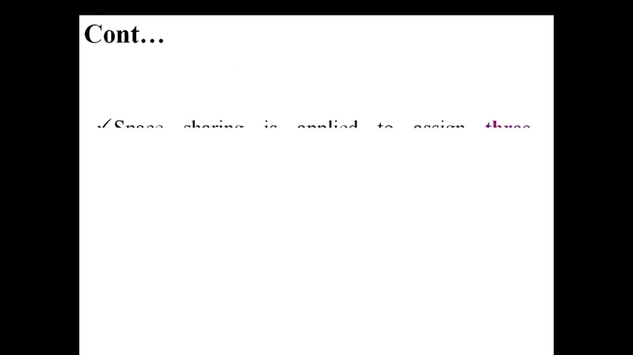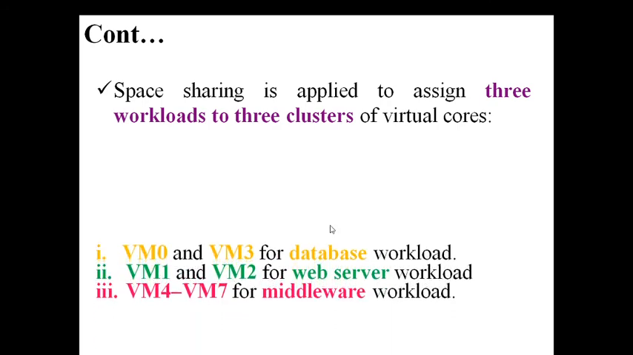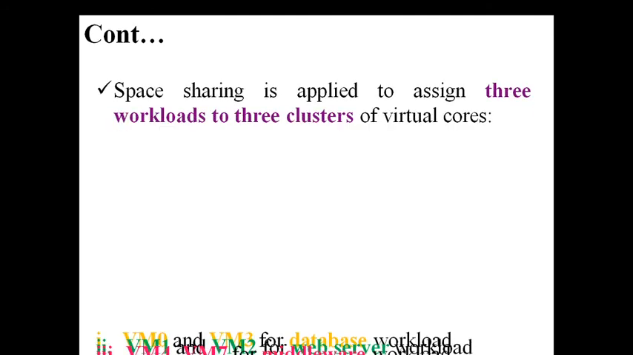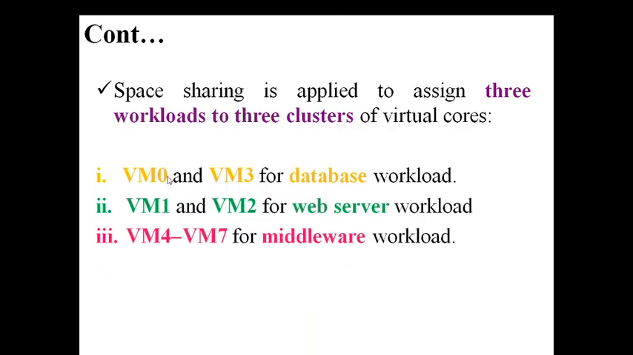In this, the workloads are divided in terms of clusters. VM1 and VM2 are using a web server application. VM0 and VM3 are using the database application. They are gathering with each other. VM4 to VM7 are using middleware, if you observe here. So we have 3 clusters here: VM0 and VM3 for the database workload, VM1 and 2 for the web server, and finally 4 to 7 for middleware. Okay, so they are clubbing all these as levels.